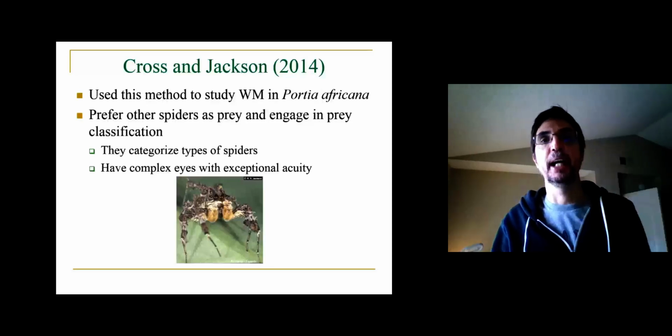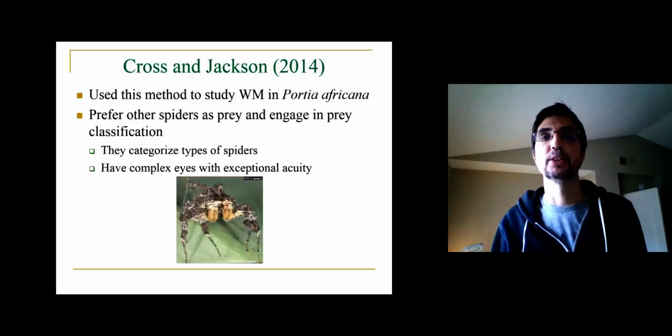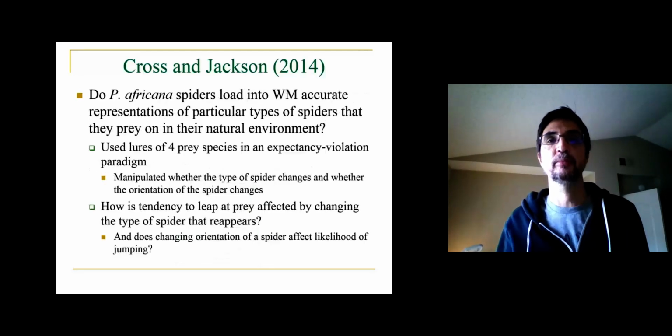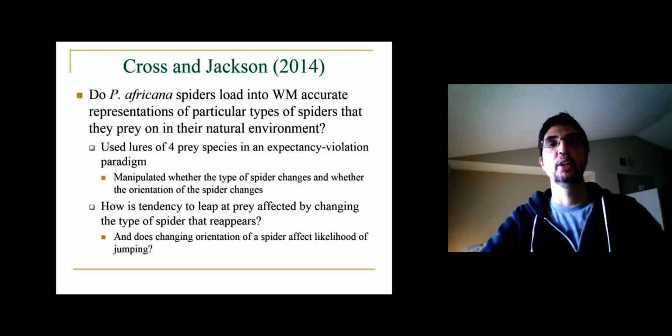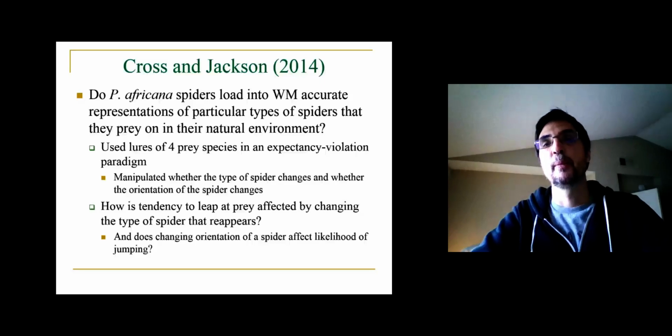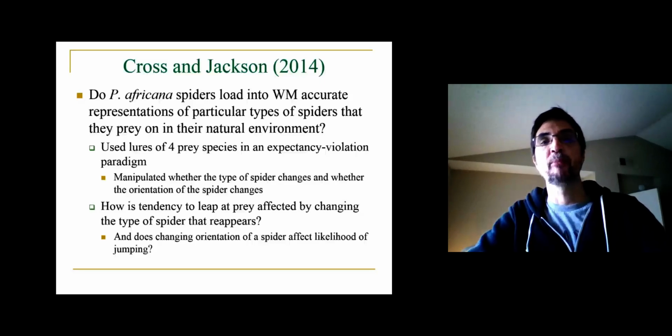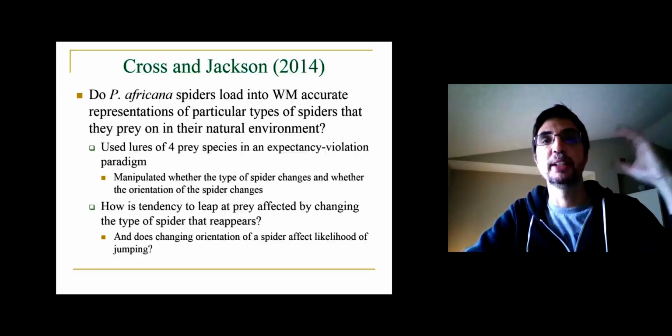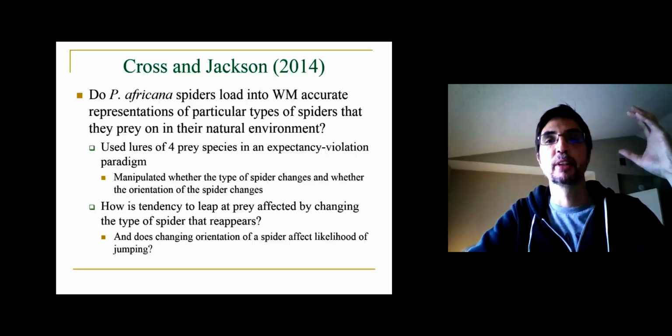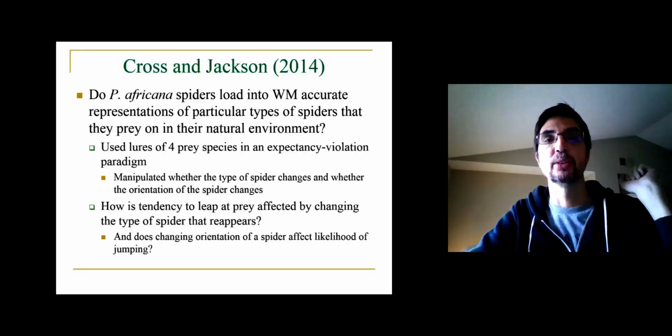And their ability to categorize spiders by type is facilitated by their very good vision. So the question that Cross and Jackson were addressing was whether Africana spiders load into working memory accurate representations of particular types of spiders, right? Spiders that they hunt in their natural environment.